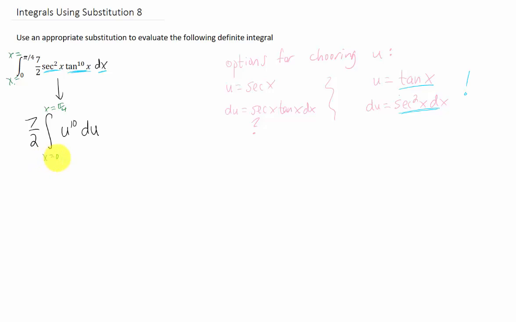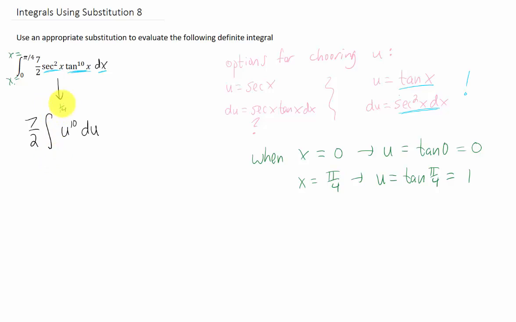We could change our limits on x to limits on u by saying when x equals 0, u equals, well, u would be the tangent of 0. Tangent is sine over cosine, so we know that that is 0. And if we look at our upper limit, when x equals pi over 4, u is going to be the tangent of pi over 4. And from our unit circle, we know that the tangent of pi over 4 is just 1. So our limits on x going from 0 to pi over 4 actually turned into pretty convenient limits on u going from 0 to 1.